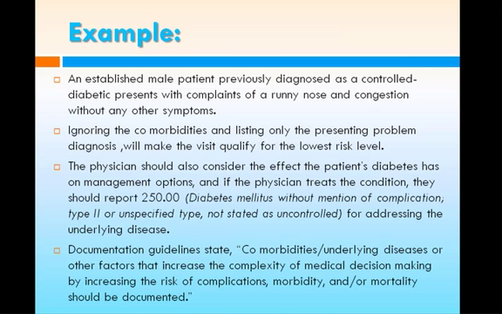This is consistent with the documentation guidelines, which further state comorbidities, underlying diseases, or other factors that increase the complexity of medical decision-making by increasing the risk of complications, morbidity, and/or mortality should be documented. So you're going to be aware and accepting of if there are other conditions that the physician has to be treating because it's going to have an impact on the medicine or the level of risk, and take those into consideration. Coding the chronic condition will reflect the higher level of risk involved. So actually reporting these on your claim is going to help substantiate potentially coding a higher level.